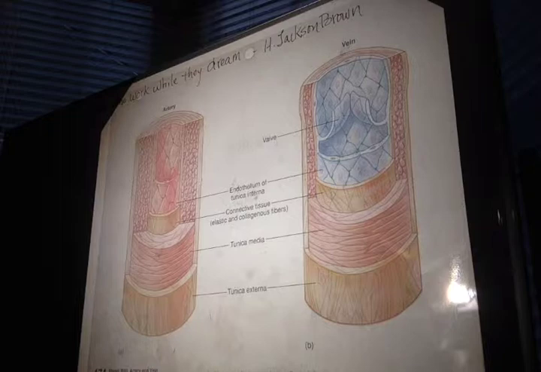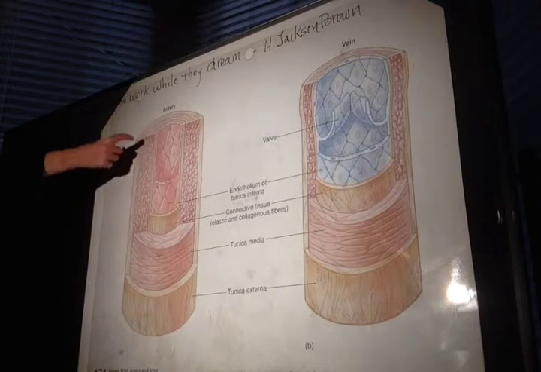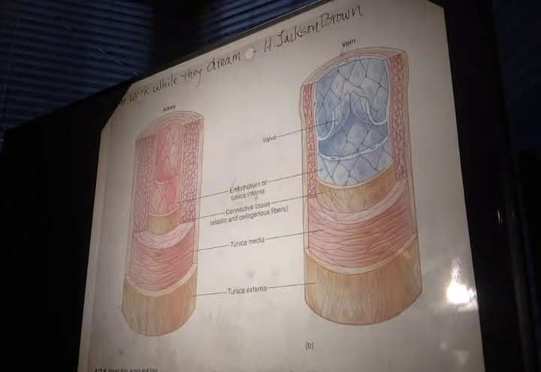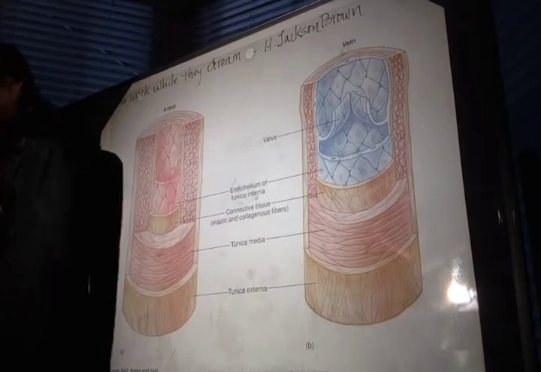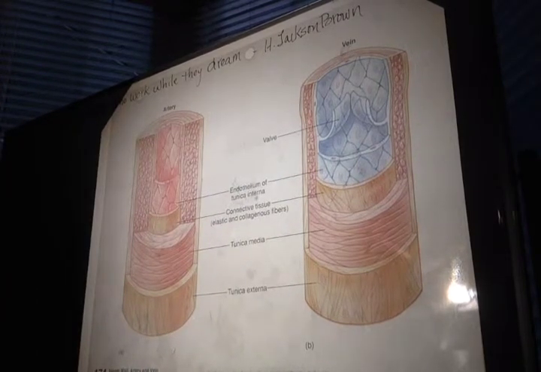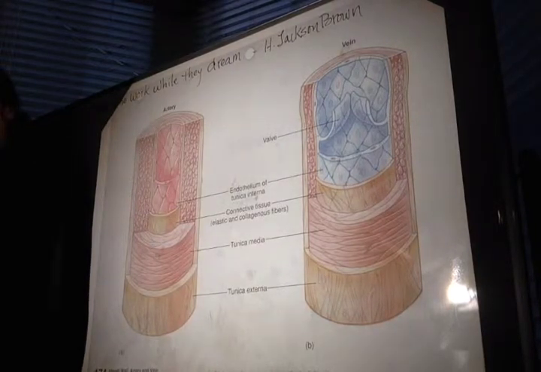So when you look at an artery and a vein, the first difference that you see is that the artery has a hugely thicker wall, a much thicker muscular wall. The second difference that you see is that the veins have valves and the arteries do not.